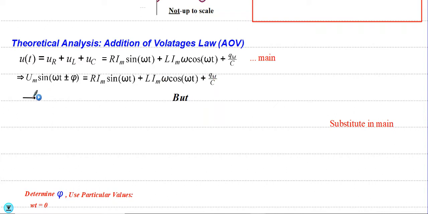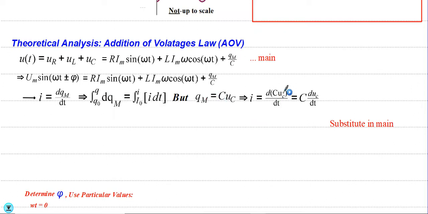However, how can we find this? Using I equals dq over dt, and dq is equal to I dt, so we take the derivative of both sides and integrate both sides: the integral of dq from q0 to q equals the integral of I dt from 0 to t. But we have qm equals C U of C. We substitute q of m with C U of C, and C gets out, and we will get this equation.